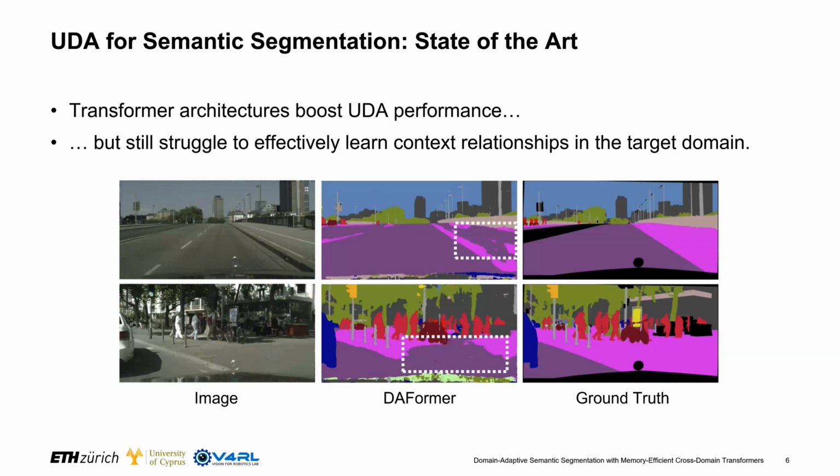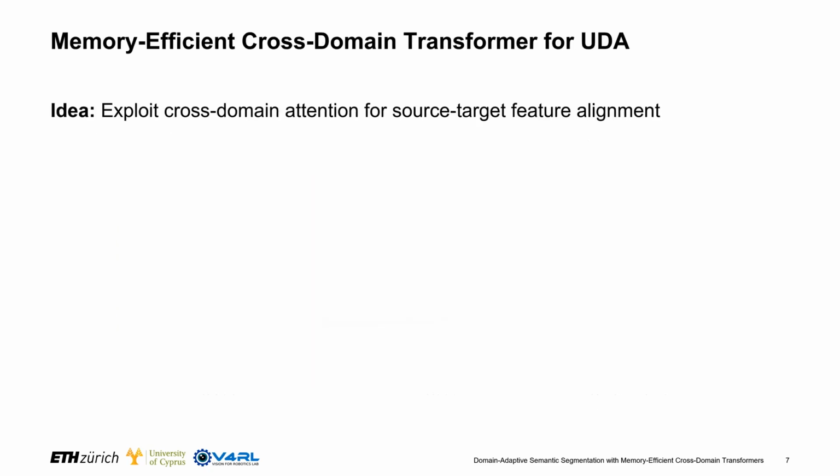However, even these more powerful models struggle to effectively learn context relationships in the target domain. This typically leads to the confusion of classes that have similar appearance, such as road and sidewalk in these examples. To address this issue, we exploit the transformer architecture for better source-target feature alignment.